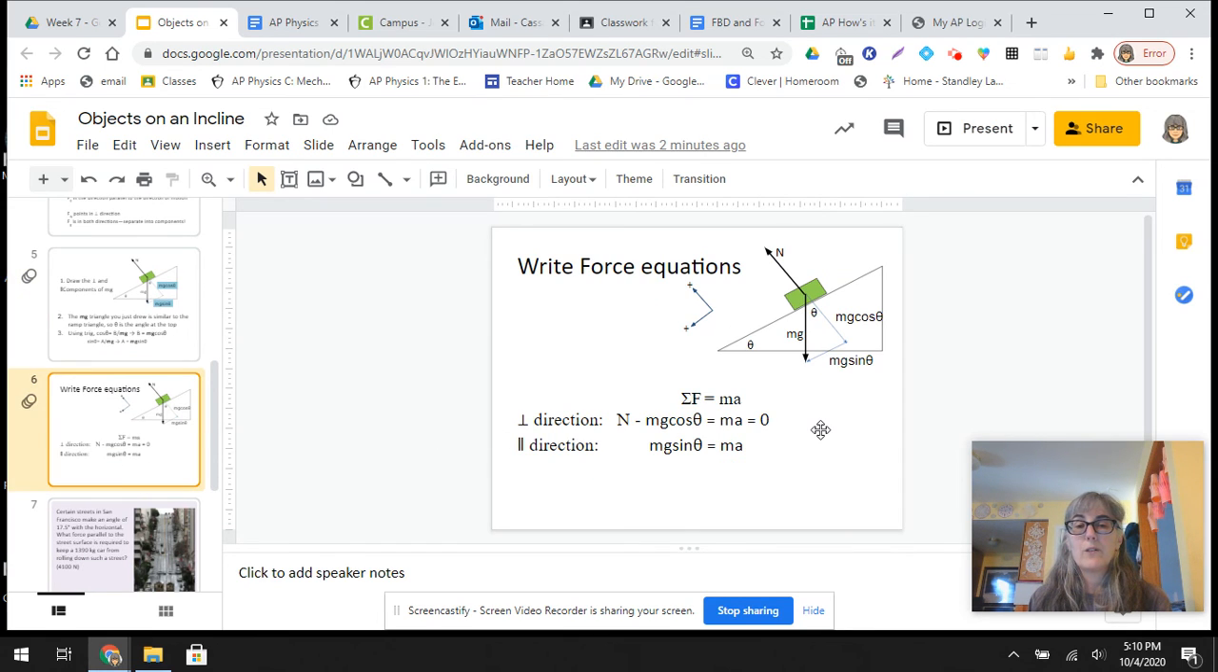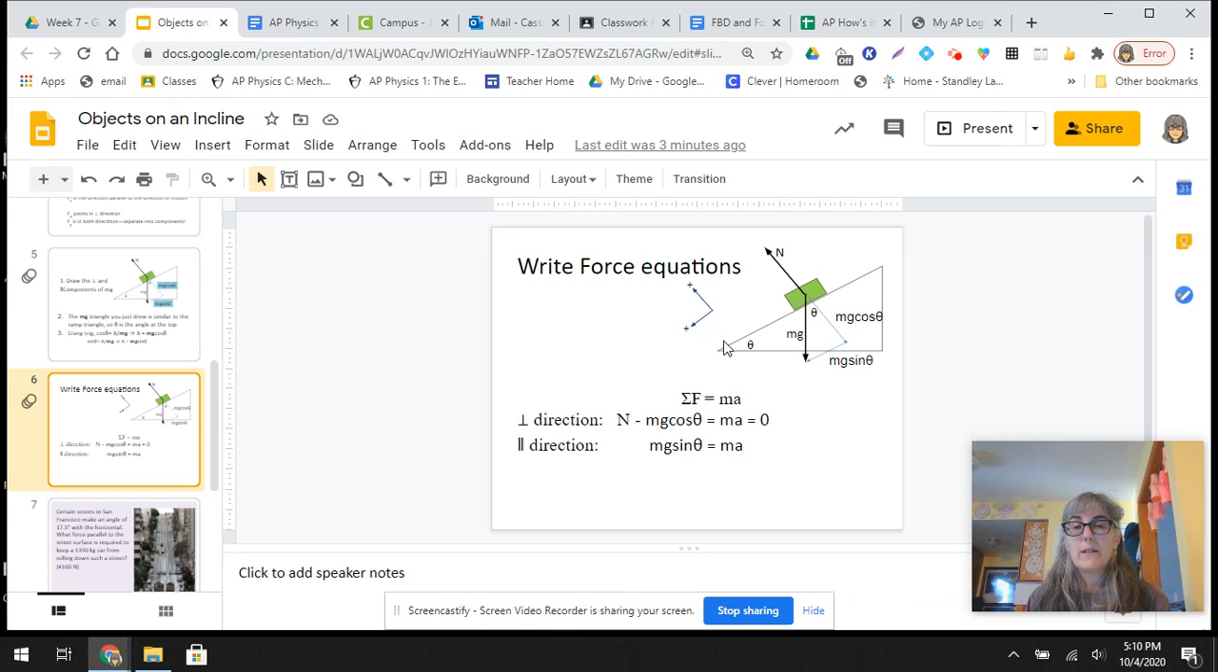So then we write our force equations. So in our perpendicular direction, we have normal force going up. I've defined that to be the positive direction. And we have mg cosine theta going down. So we have normal force minus mg cosine theta. That's the sum of our forces. That's going to equal ma. But because there's no acceleration, it's not hopping up and down off of the ramp, that's equal to 0.